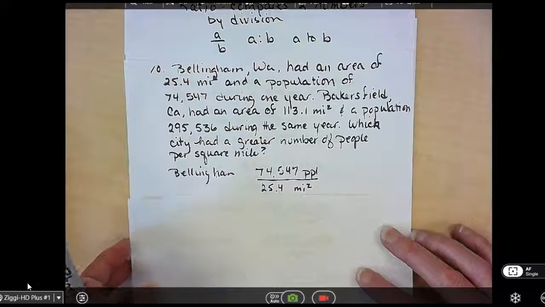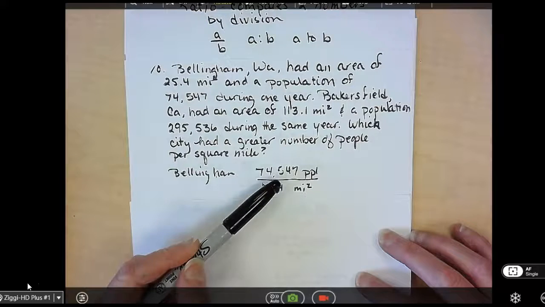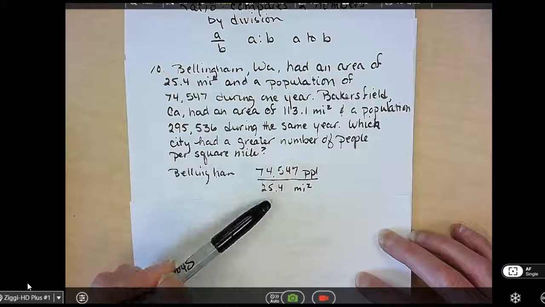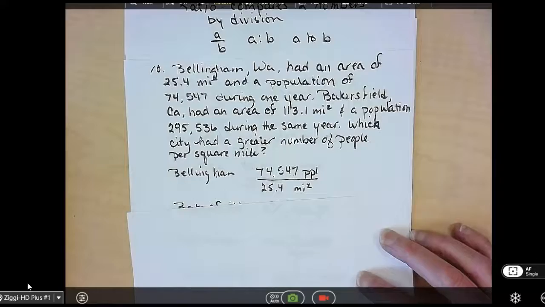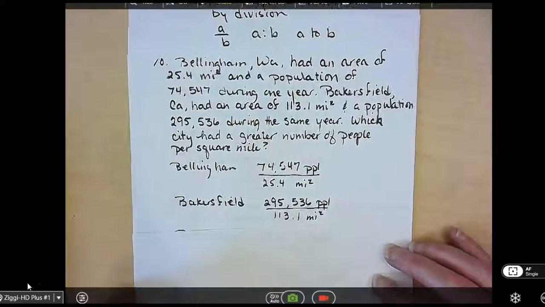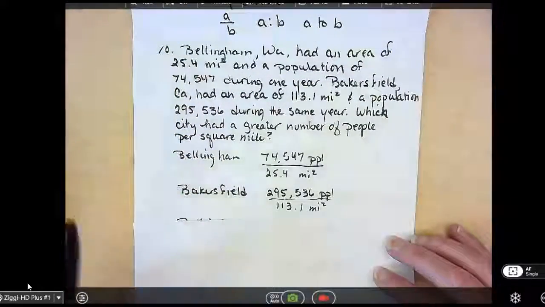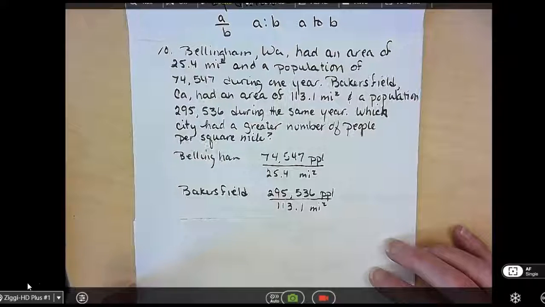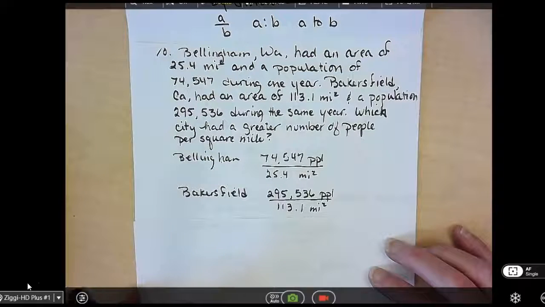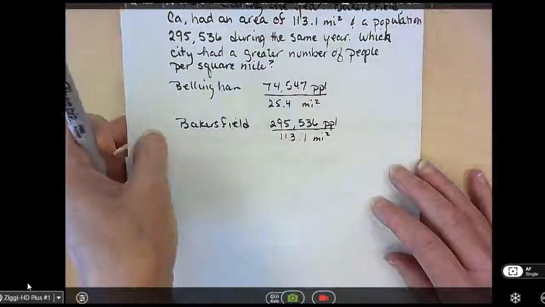So with Bellingham, there was 74,547 people and 25.4 square miles. So we'd go people per square mile. Bakersfield, we can do the same thing. We could set up our unit of 295,536 people per 113.1 square miles. So then all we have to do is divide those two numbers.